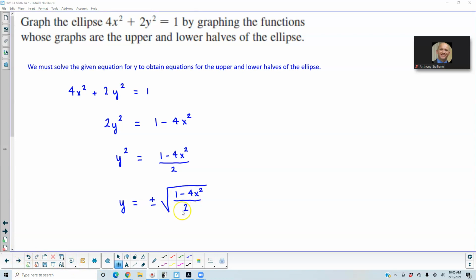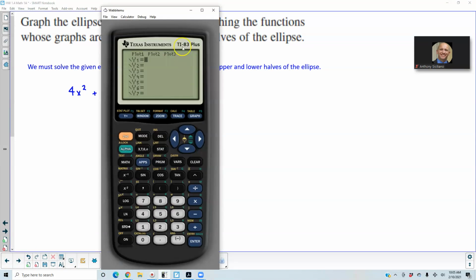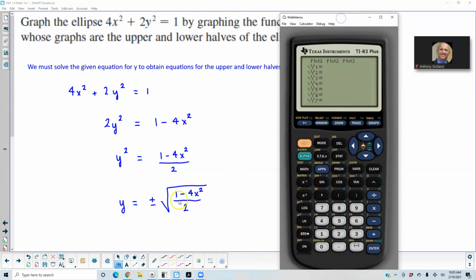So let's go ahead and graph this. So we'll graph the first one. This is a positive, so we're going to have the square root of 1 minus 4x squared, and we're dividing that by 2. And so let's see what that graph looks like.